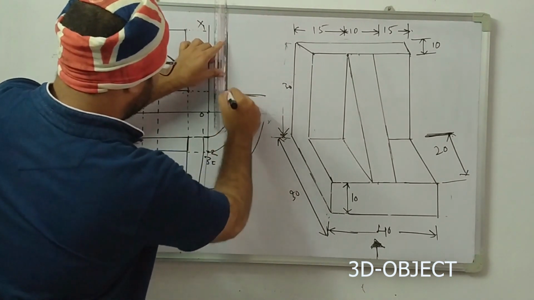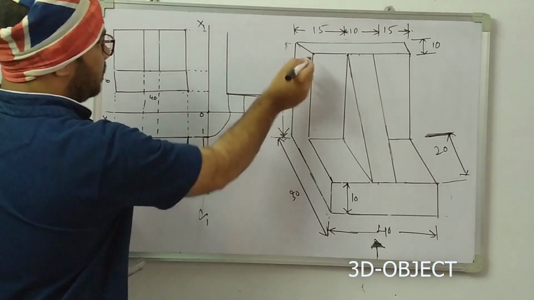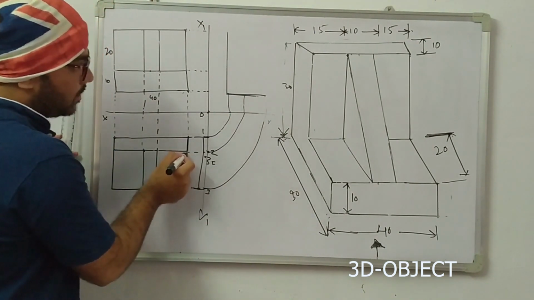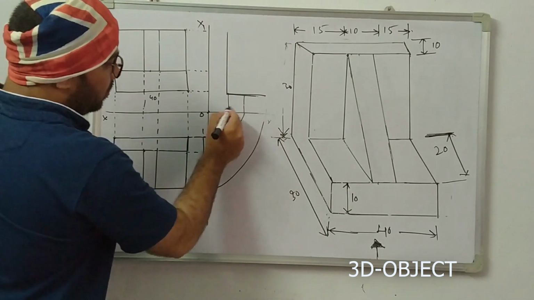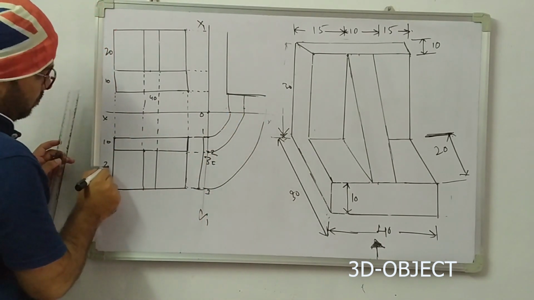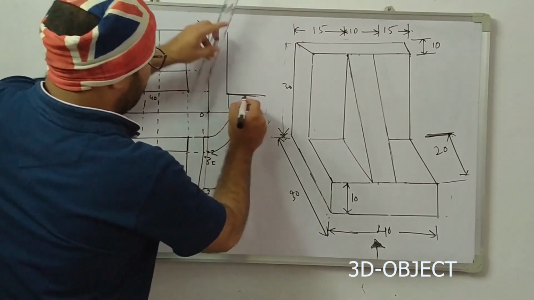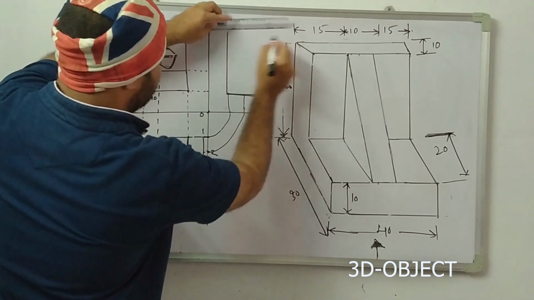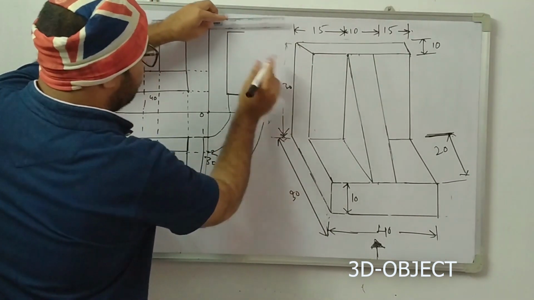Now this is 30. Again, what is this length? This length is 10. Here also this length is 10. This is the 10 and this is the 20. In the same way I am transferring the L shape here. This is how much? 10 mm. I am going to see this L shape.